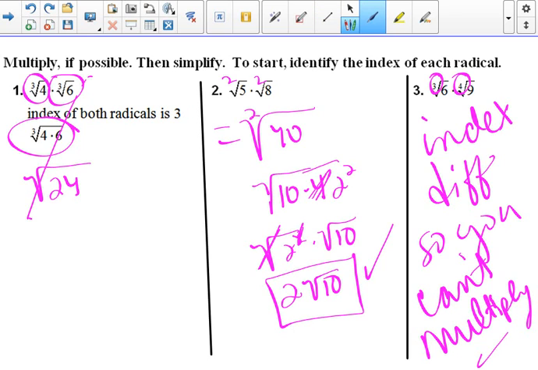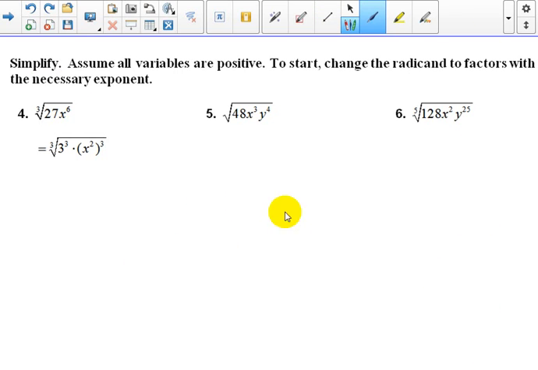The next problem, simplify. Assume all variables are positive. To start, change the radicand to factors with the necessary exponent. That necessary exponent must be equal to your index. So we've got an index of 3, so we want to rewrite this radicand as factors with exponents of 3.